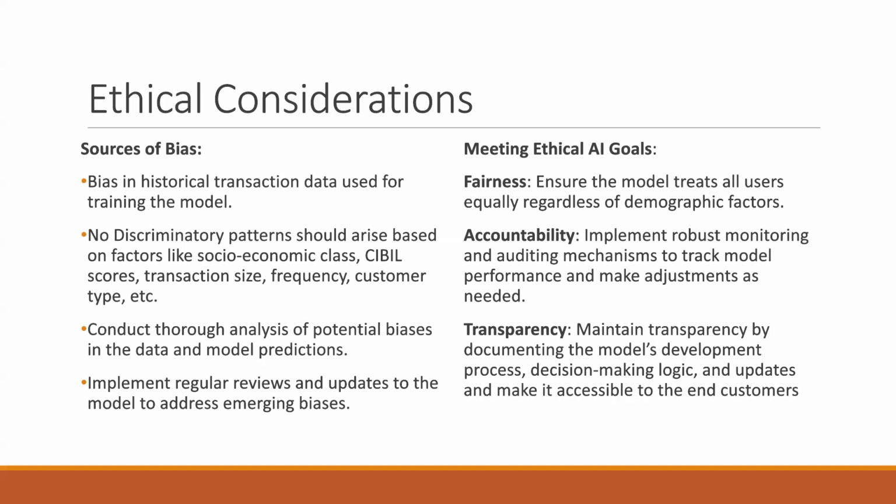Going next to the ethical practices from the fairness perspective, I would say the model needs to treat all users equally, regardless of domain or geographic factors. I just mentioned the geographic factors due to the real estate, but we have various other ones that I mentioned earlier, like CIBIL score, transaction size, frequency. All of these. The other one is accountability. We need to ensure that we have a robust monitoring system and audit mechanism in place, so that we feel accountable for all of the adjustments that we need to make to the model.